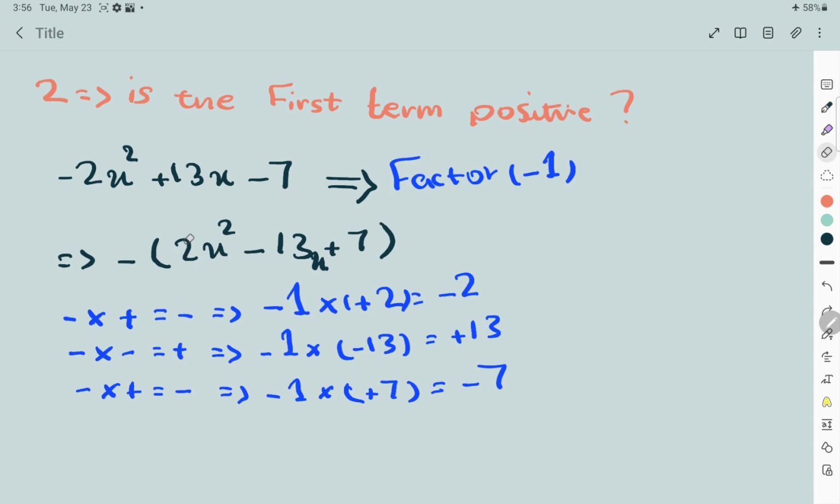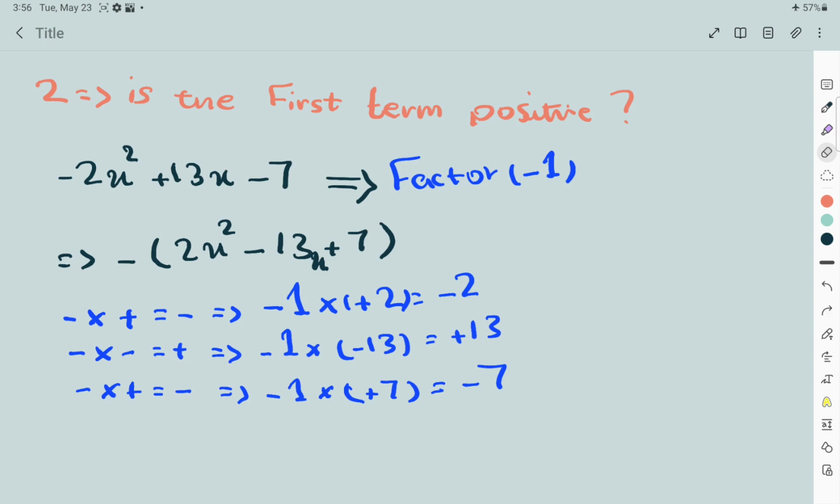What number was here that after we multiplied -1 by that number, we get a negative 2x squared? You can definitely guess that it was positive 2x squared. Why is that? Because you divide all of these numbers by -1 when you factor out -1. So negative 2x squared divided by -1 is positive 2x squared.